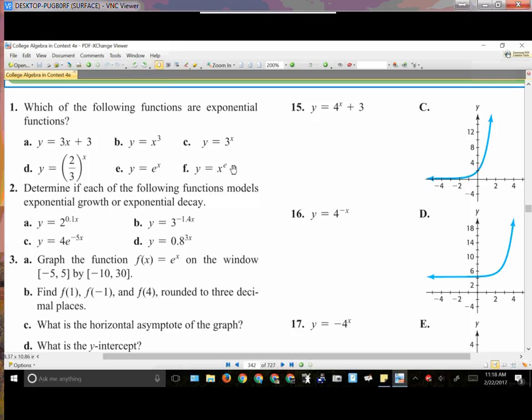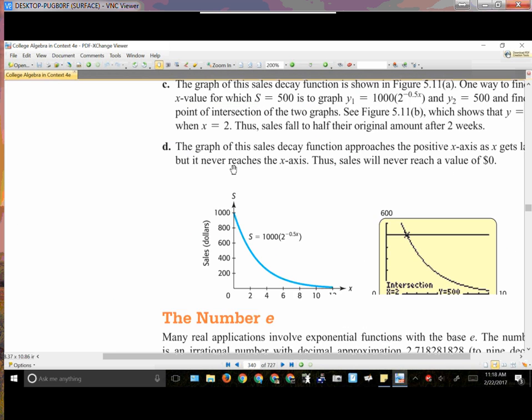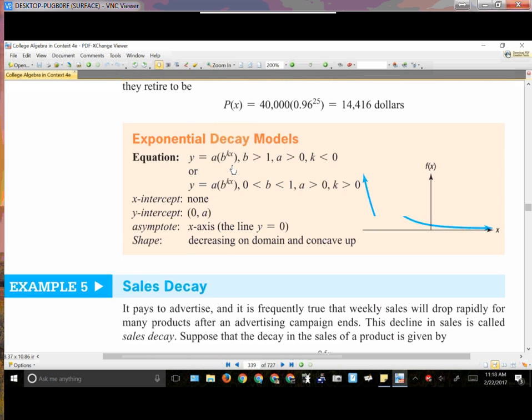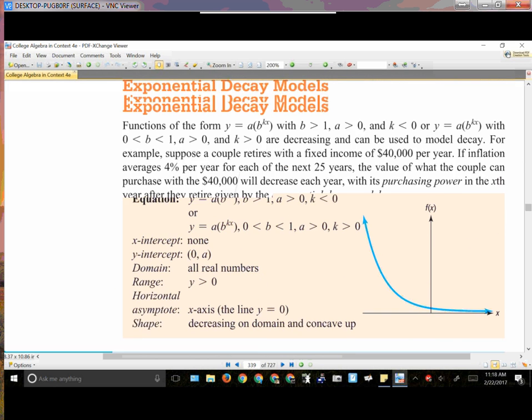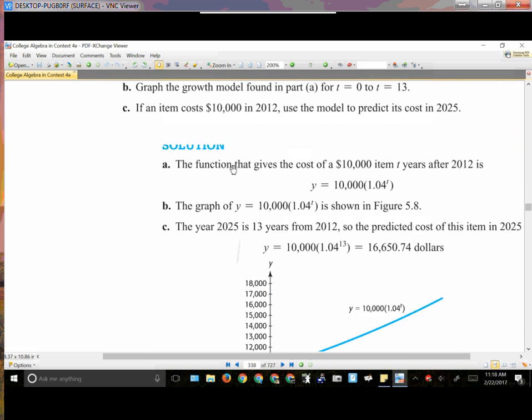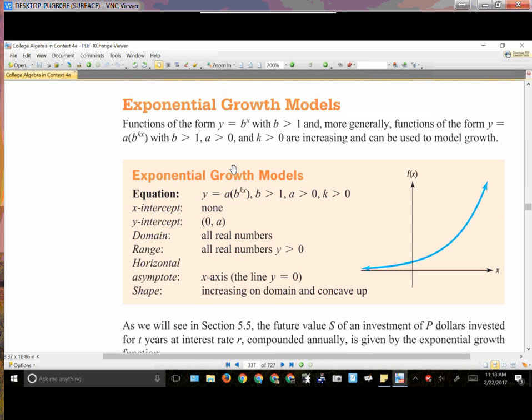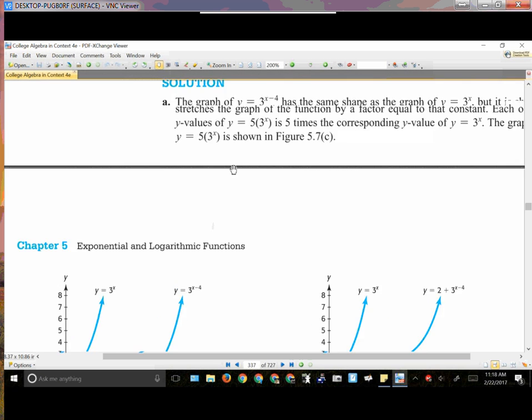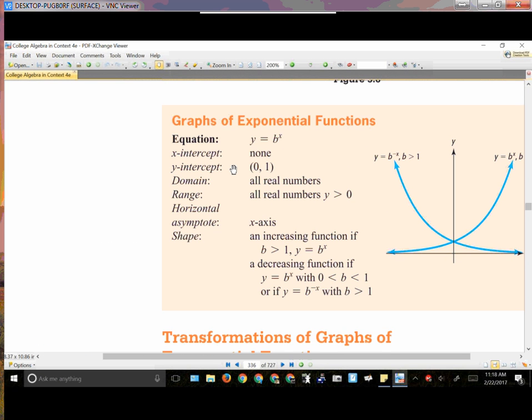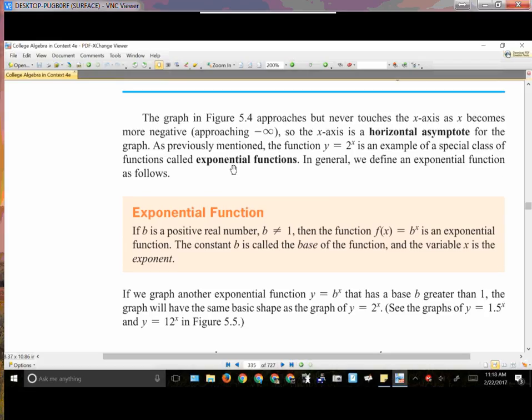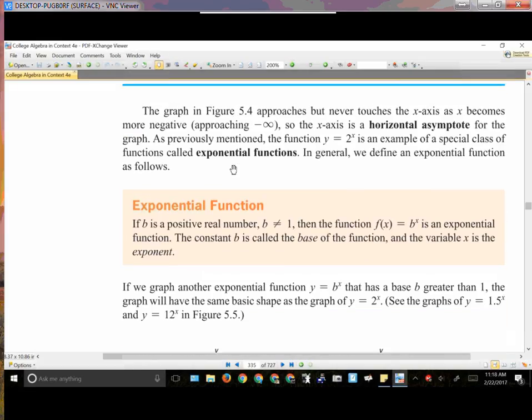So I realize that I haven't provided you with much of anything, but make sure that you have this information in your head. Write it down, put it into your notes so that you can refer back to it, so you know what the basic shapes are going to be of exponential functions, and that you know what the basic formula or the basic function is going to look like. Okay? So I'm going to let you guys get to work on this.